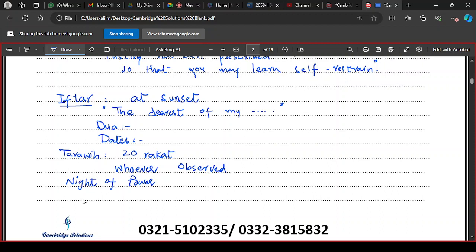Along with Laylatul Qadr, the night of power, talk about itikaf. It is also a sunnah of the Prophet, peace be upon him, to seclude oneself in the mosque, spending the last 10 days in the month of Ramzan. They spend these nights and days in search of Laylatul Qadr to worship more.